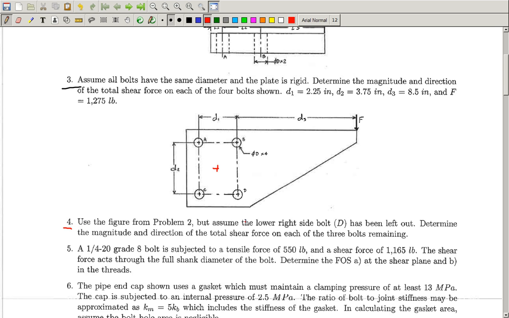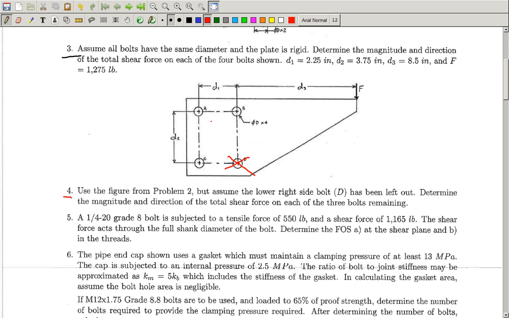The problem 4 here assumes that bolt D is taken out of consideration, so that leaves a triangular bolt pattern whose centroid is going to be up here somewhere. Now in this case, the distance to locations A, B, and C are all unique. That does add to the steps to calculate those values just a little bit.